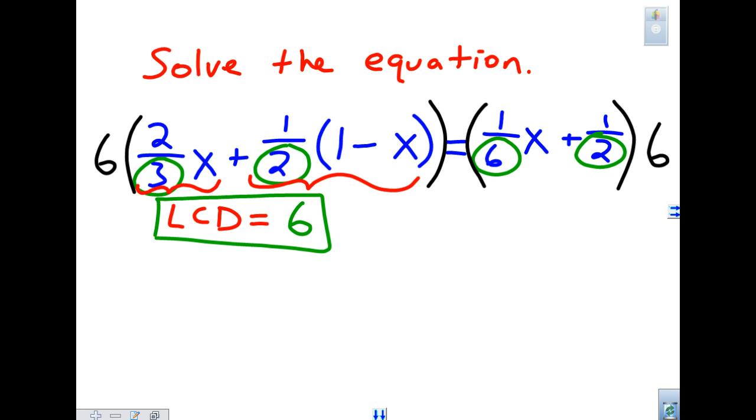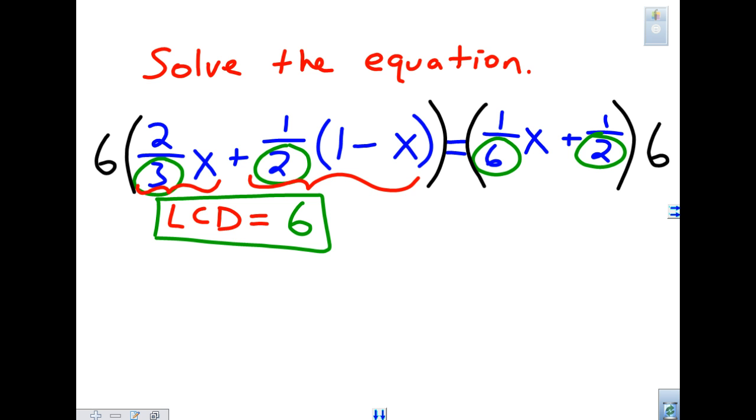to each term one time. We can only use it once. We can use it once on the 2/3 x because that's one term, and we can use the 6 once on the 1/2 times 1 minus x. All right, so keep that in mind as we work through this problem.